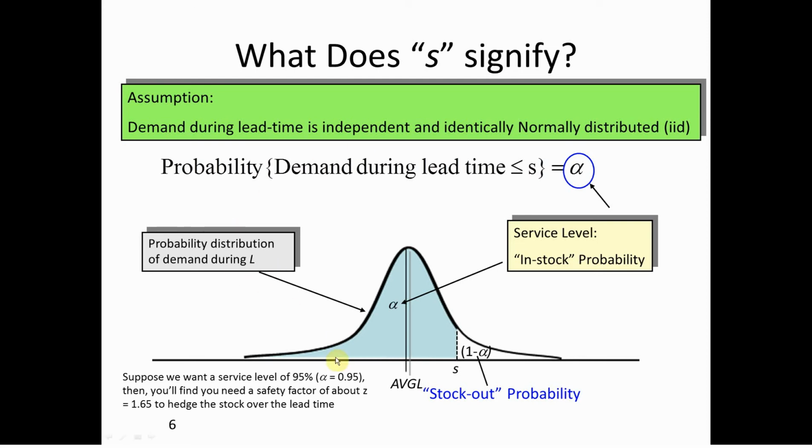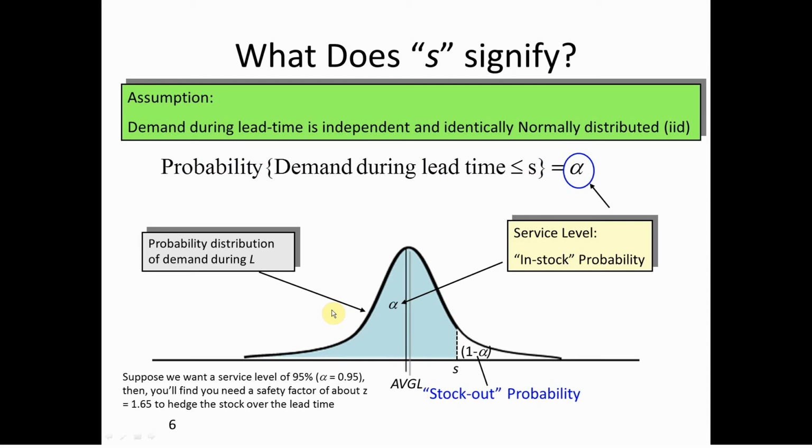Okay, so again, you can look at alpha as the probability that the demand is less than our base stock level S, and so it would be the shaded region here. And of course, 1 minus that would be the probability of stocking out, or not having enough, or running out. And of course, the mean is going to be the average demand over the lead time. So let's just take an example.